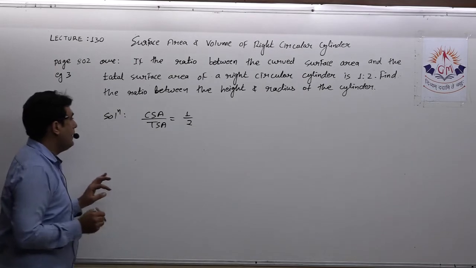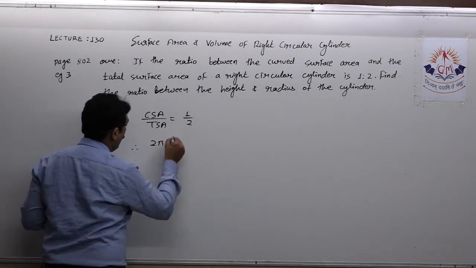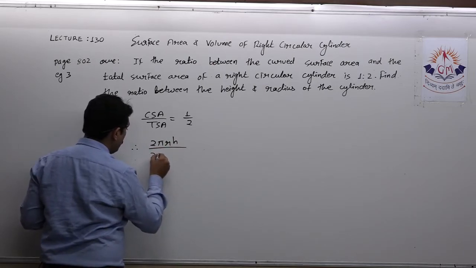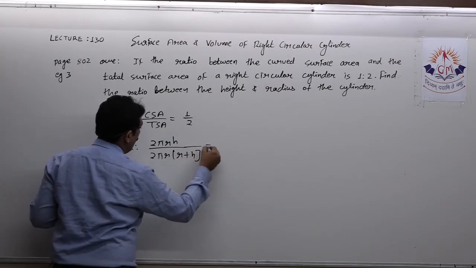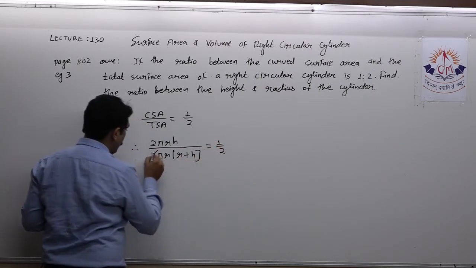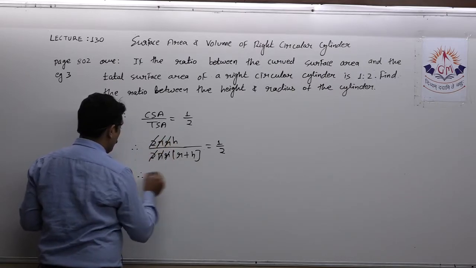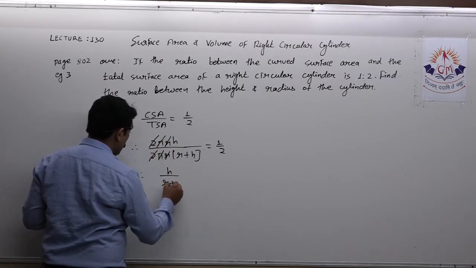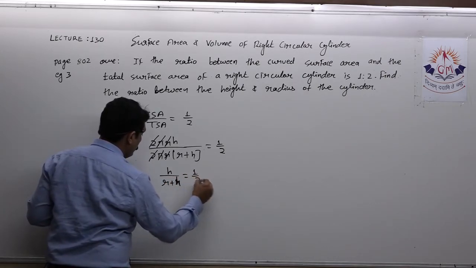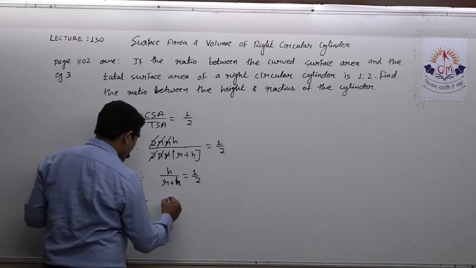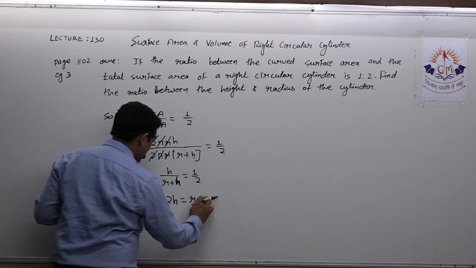That is given. Now CSA is 2 pi r h and TSA is 2 pi r (r plus h), is equal to 1 upon 2. So here I can cancel 2 and 2 pi r and r. So I am left with h upon r plus h is equal to 1 upon 2. Now on cross multiplication, here I will get 2h is equal to r plus h.